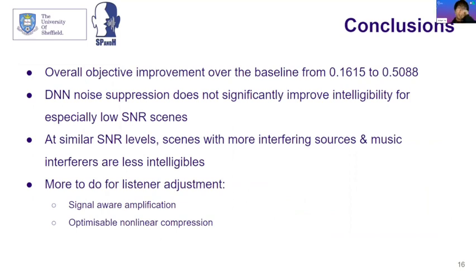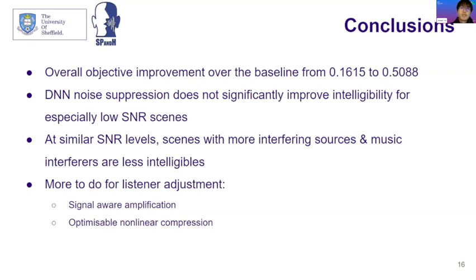So basically, the overall objective improvement of our processing system can bring the HASPI score from 0.16 to 0.5. Also, we can tell that the DNN noise suppression does not significantly improve intelligibility, especially for low SNR scenes. And at similar SNR levels, scenes with more interference sources and music interferers are less intelligible.